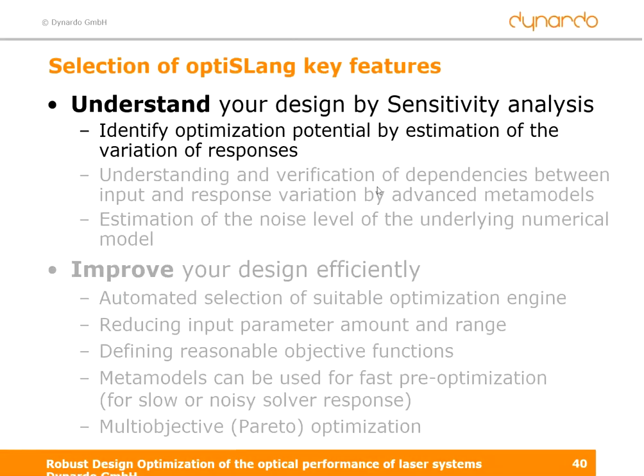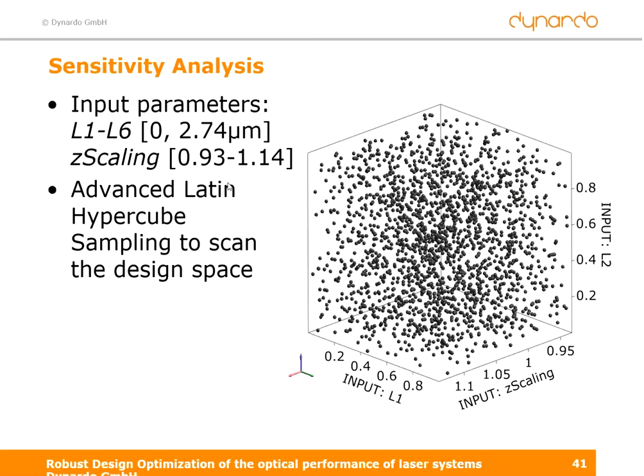sensitivity analysis. The first step will be to identify the optimization potential by estimating the variation of the responses. For this, we do the sensitivity analysis with an advanced Latin hypercube sampling to scan the design space homogeneously. We vary these input parameters in this range, and you see that the designs are homogeneously distributed in space.